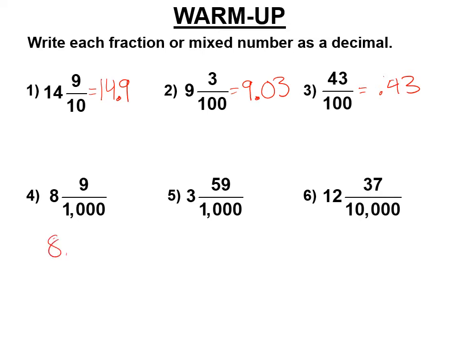8 and 9/1000, 8.009, right? You have to, in the thousands place. 3 and 59/1000, 3.059. We have the same end in the same spot as the 9/1000s. And this is 37/10,000s, 0.0037.